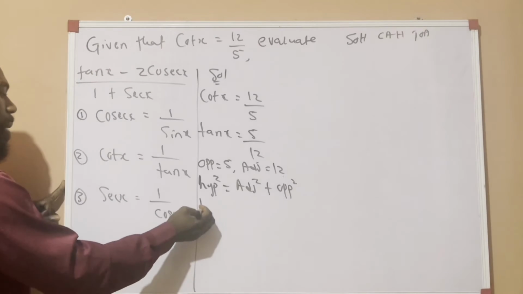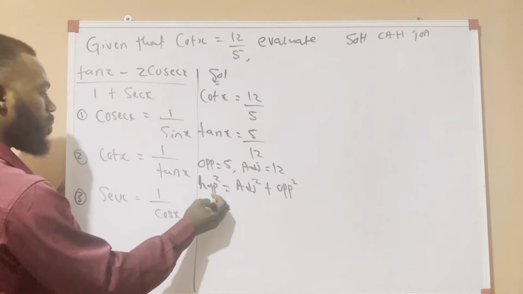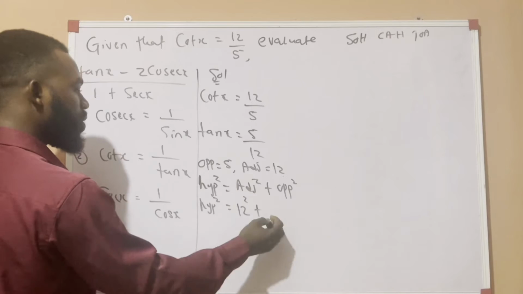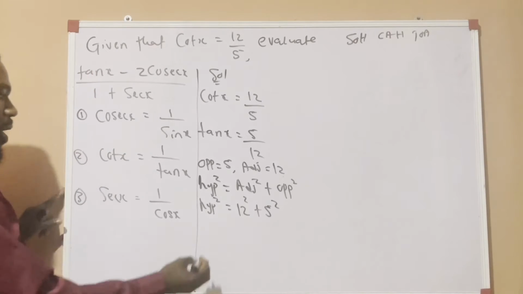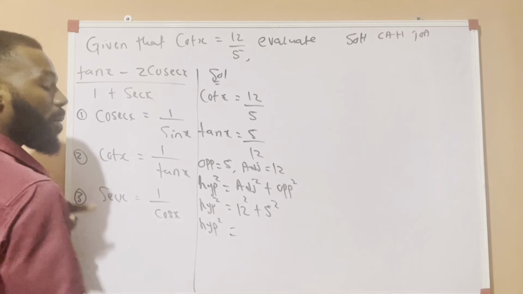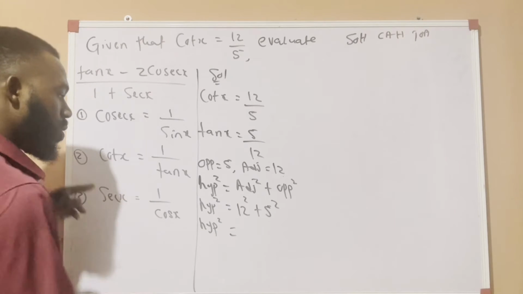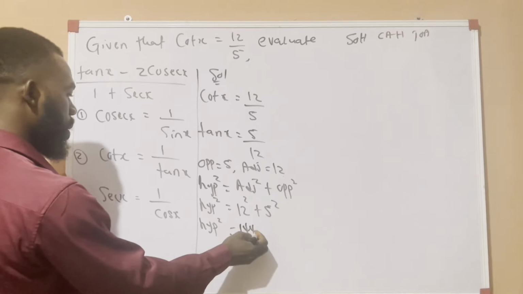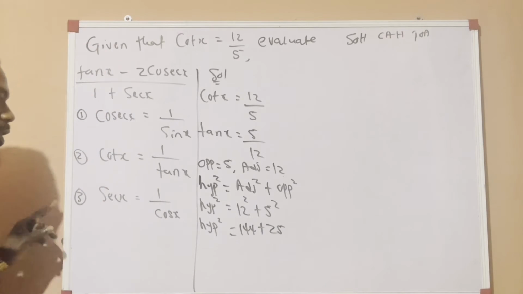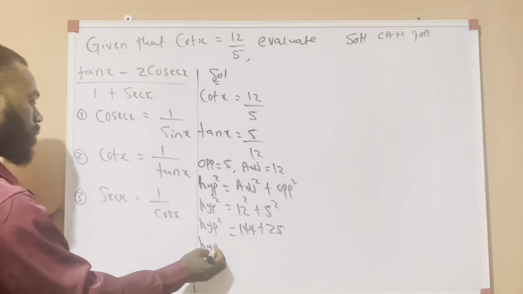Good, let's go now. Hypotenuse square becomes, now our adjacent is 12. Our opposite is 5. So here becomes hypotenuse square is, now 12 square means 12 times 12, not 12 times 2. So 12 times 12 is 144. 5 raised to the power 2 means 5 times 5, which is what? 25. So here becomes hypotenuse squared.